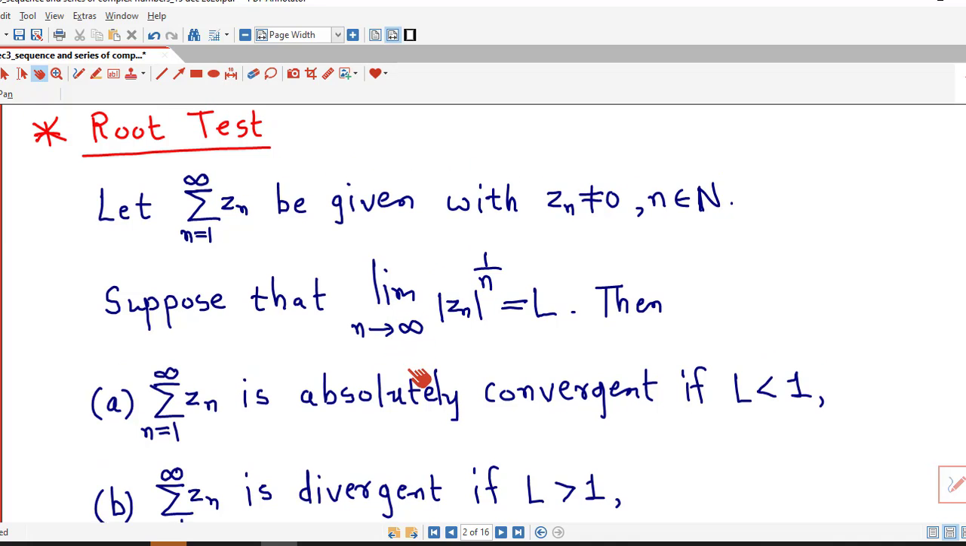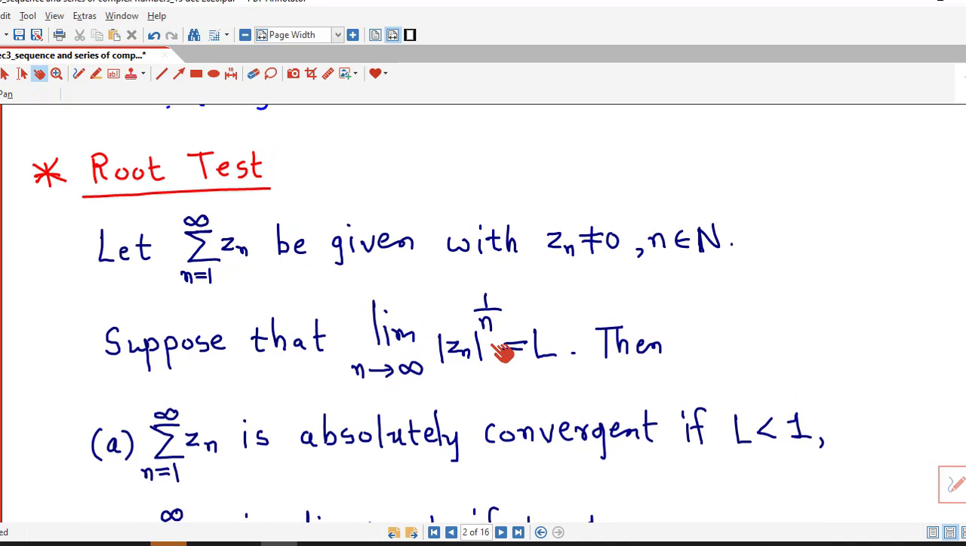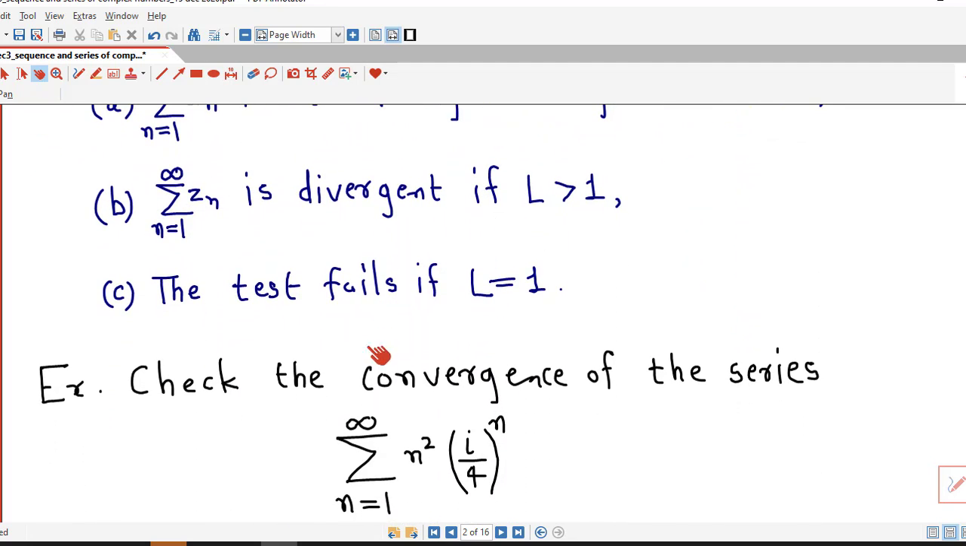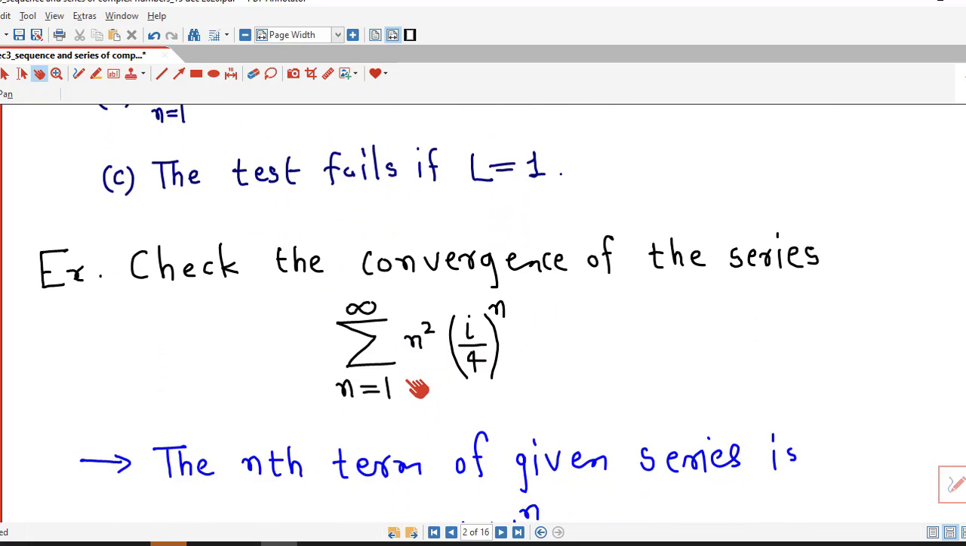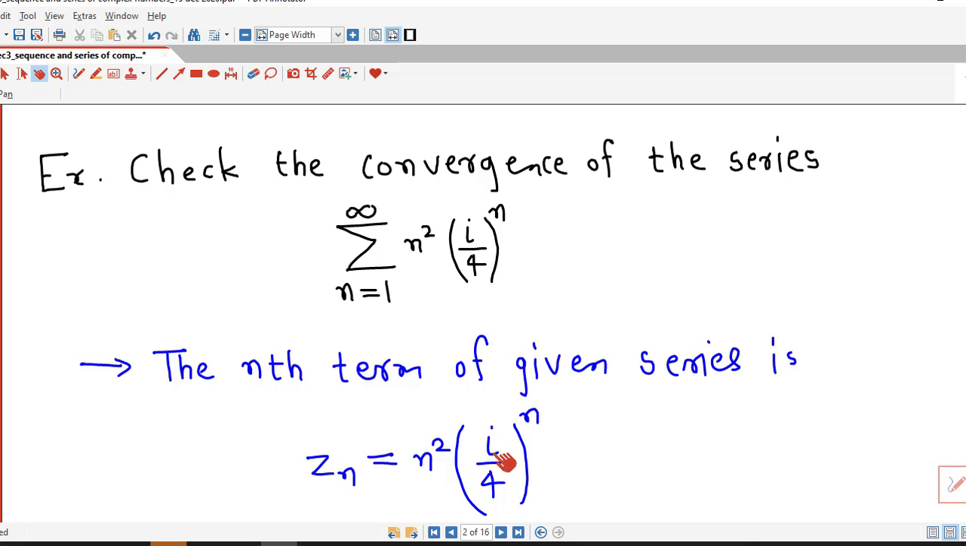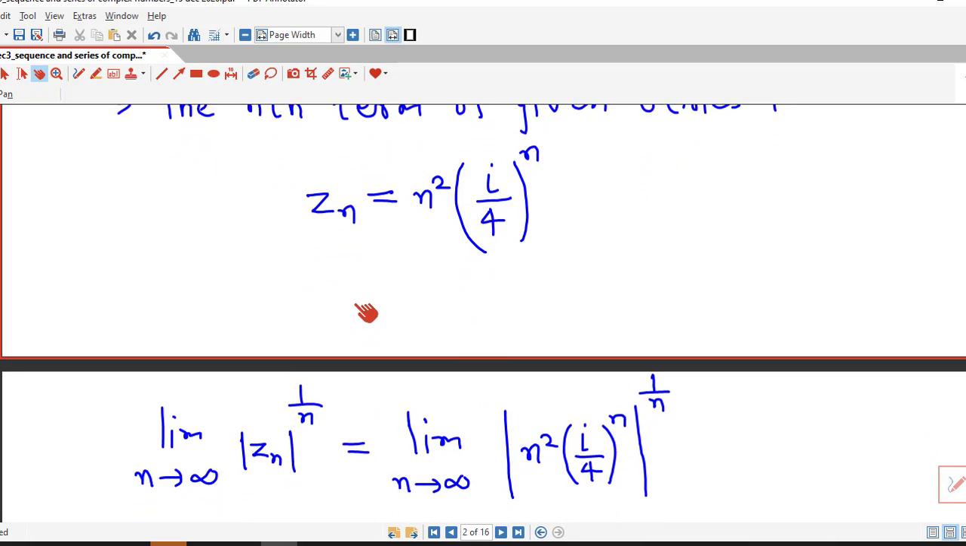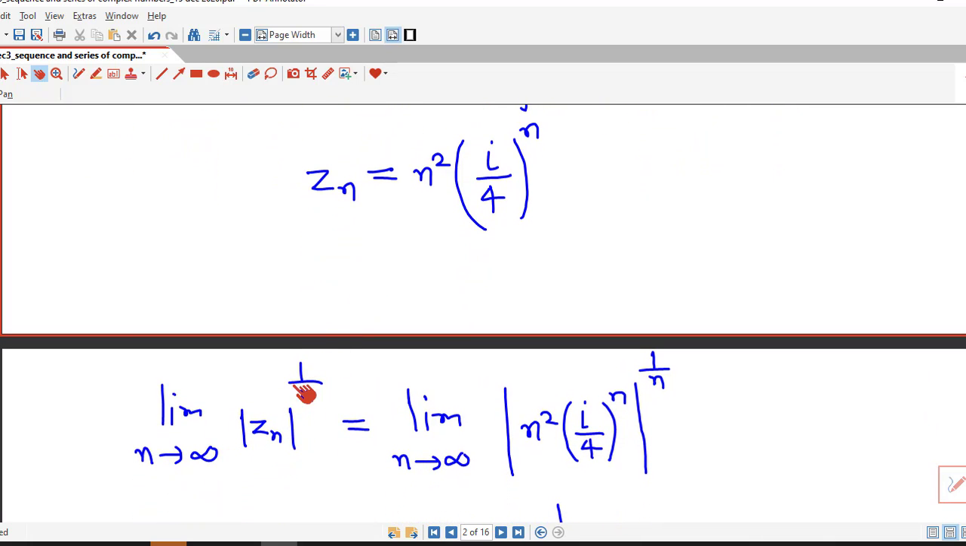So here we are interested in the limit of nth root of absolute value of zn. Therefore this test is known as root test. So we consider one example of root test also. Check the convergence of this series whose nth term is given by n square i by 4 to the power n. So we try to find out this limit of nth root of absolute value of zn.